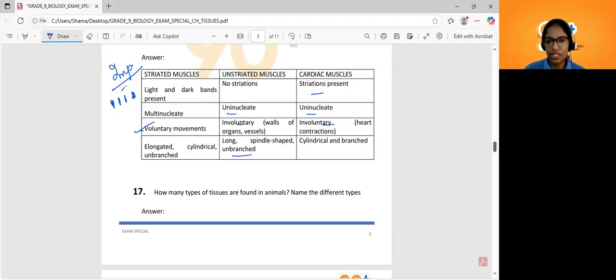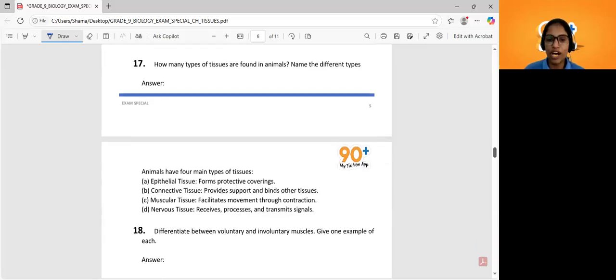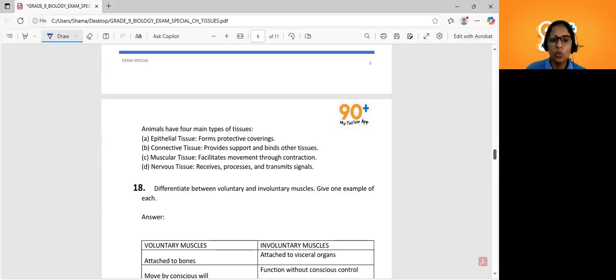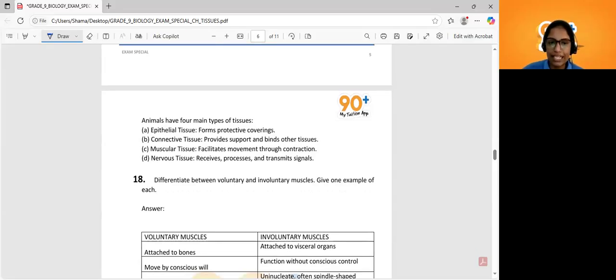And the 17th question is, how many types of tissue are found in animals? Name the different types. So animals have four main types of tissue, that is, epithelial tissue, connective tissue, muscular tissue and nervous tissue. Epithelial tissue forms a protective covering.